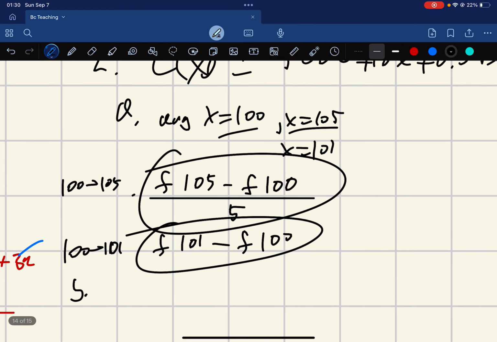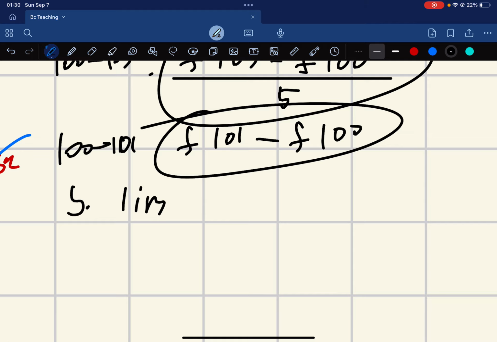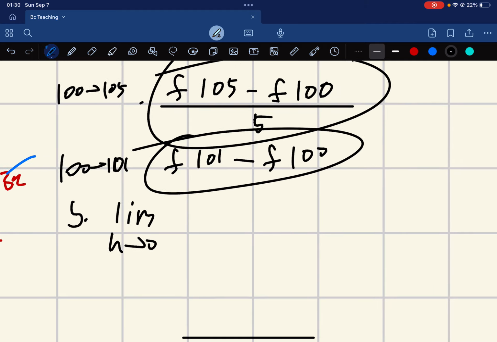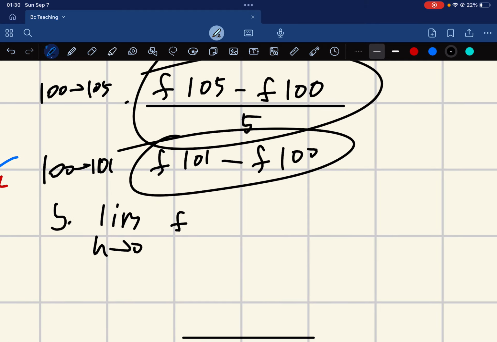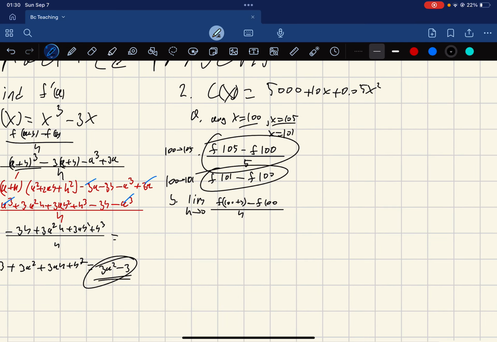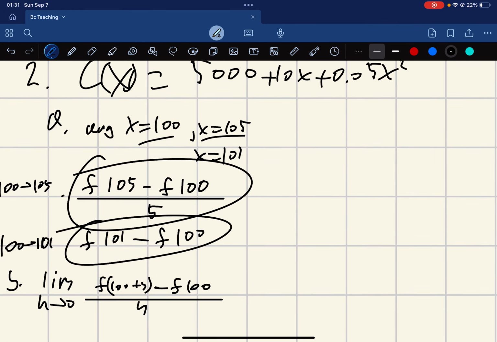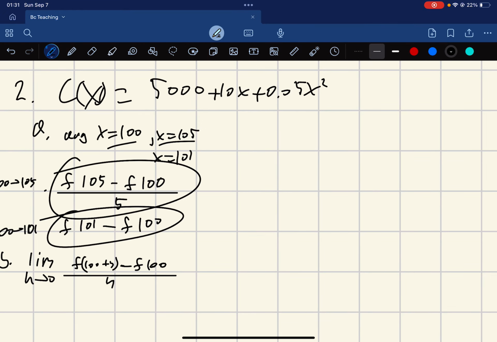There's something on my screen. Okay, so that's just the limit as h approaches 0 of f of 100 plus h minus f of 100 divided by h. Oh, watch, I'll do this with no calculator, because sometimes I got tests like this with no calculator and it was horrible.